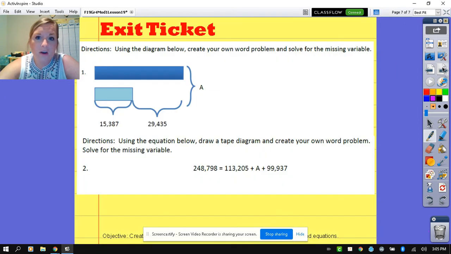Okay, so now you guys on your exit tickets will be able to show us what you know. Use whatever you want to. You can use flowers or food or sports, whatever you like. Create your own word problems that match and then solve it in both of these ways. So good luck, guys. I can't wait to see the different word problems you come up with.